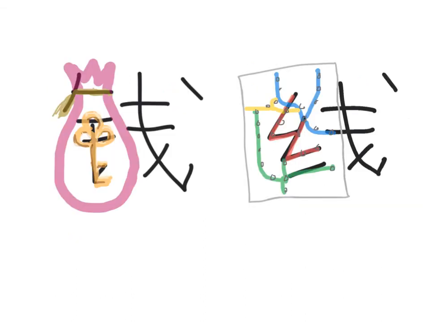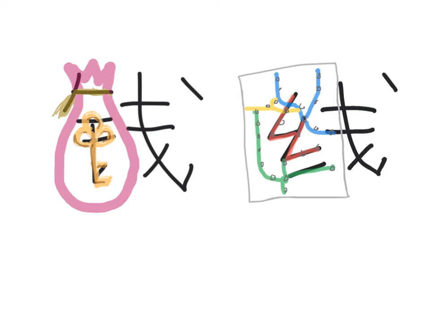There are a couple of different ways to think about these characters. One way to think about them is to picture Qian as a key to an expensive apartment that cost a lot of money, inside of a fancy pouch. This key is very valuable because it cost a lot of money. The radical for Xian, on the other hand, kind of looks like a subway map with the different lines.